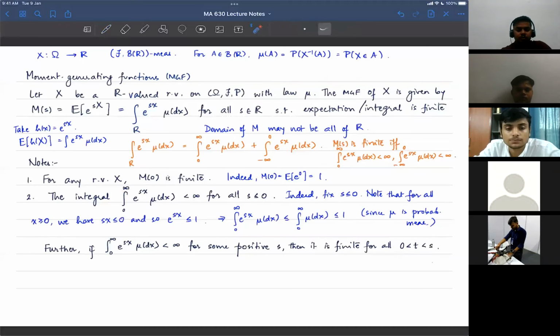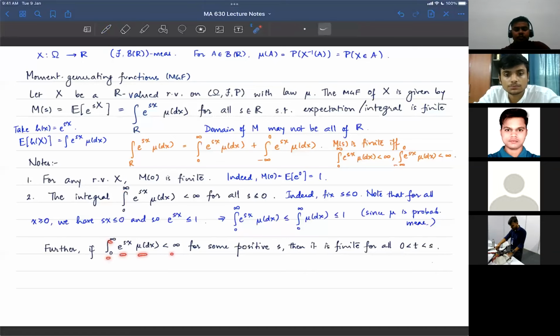Okay, next claim I'm making is, I'm still looking at the integral from 0 to infinity. I'm saying that if the integral from 0 to infinity of e to the sx mu dx is finite for some positive value of s, then it is finite for any smaller value. Why is this true? Because the function is strictly increasing. Right. So let's write that out. Note that here I'm looking at positive s.